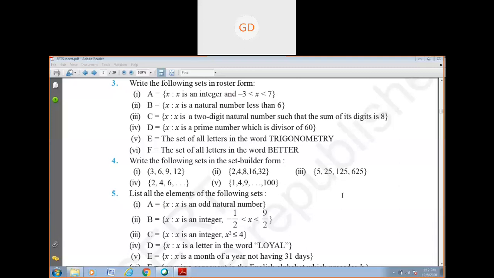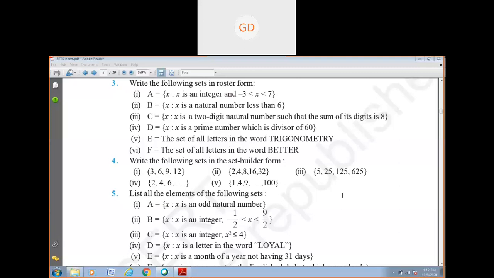two T's are there. So only one T you can write. You are allowed to write only one T within the brackets of the set. If any letter is repeated, you have to write it once only, and obviously usage of comma is compulsory. Very simple. The set of all letters in the word better, same thing.